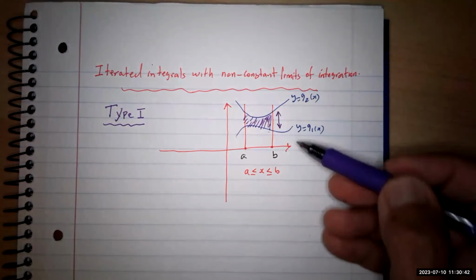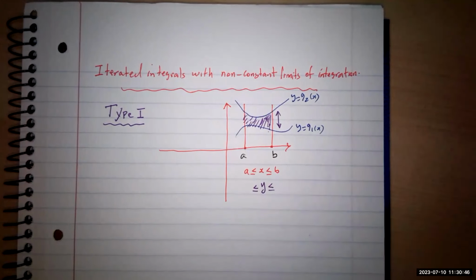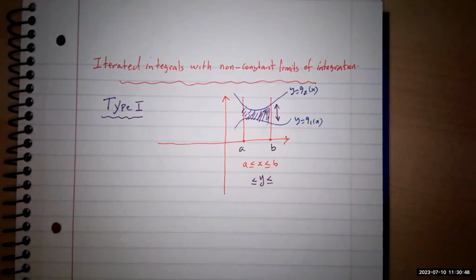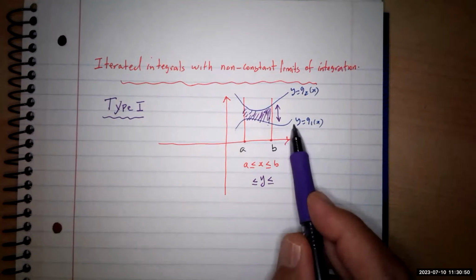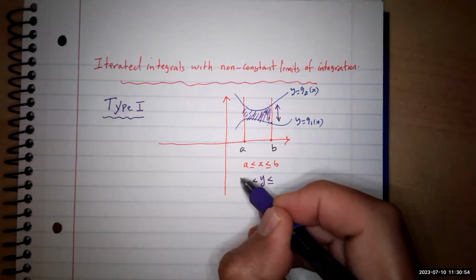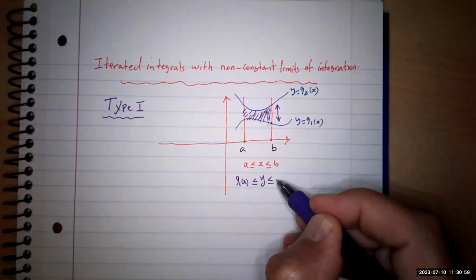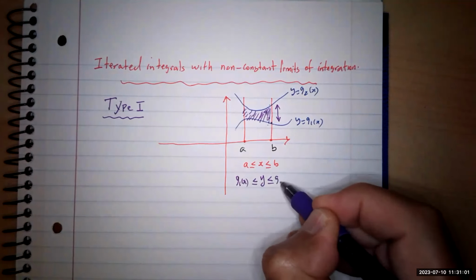If you go up and down, your y is going to be between two functions, if you like, two curves. So these are going to be the possible values for the y that you have. So y is going to be greater than g1 of x, and less than or equal to g2 of x.